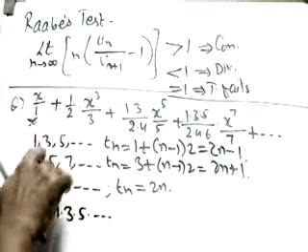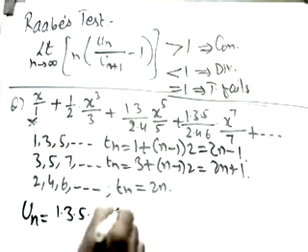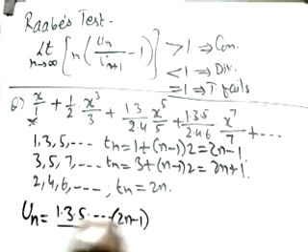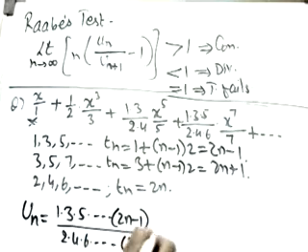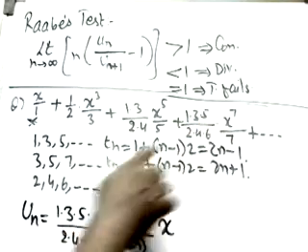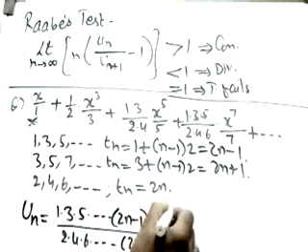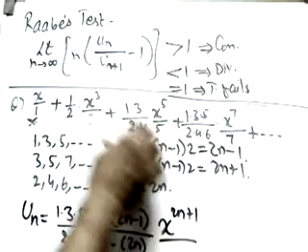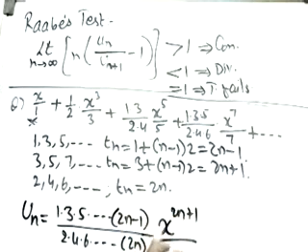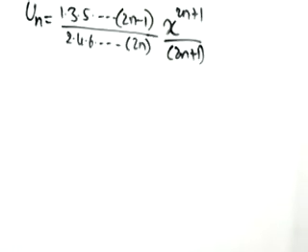1 into 3 into 5 and so on. The last one, the nth term, is 2n minus 1, divided by 2 into 4 into 6 and so on. Its nth term is 2n into x powers. These x powers are 7, 5, 3, so this is 2n plus 1 by 2n plus 1. So this is the nth term.